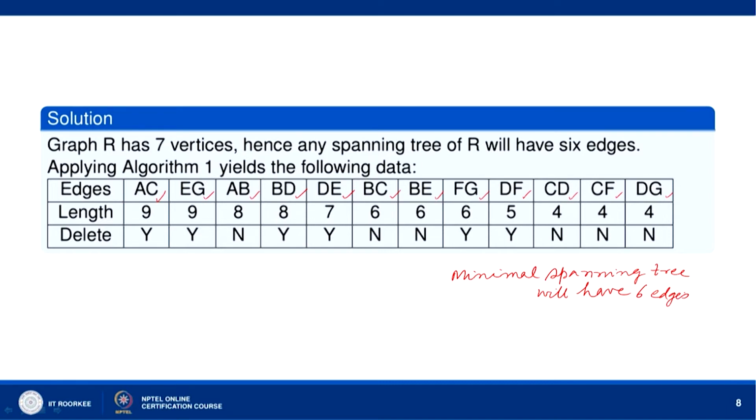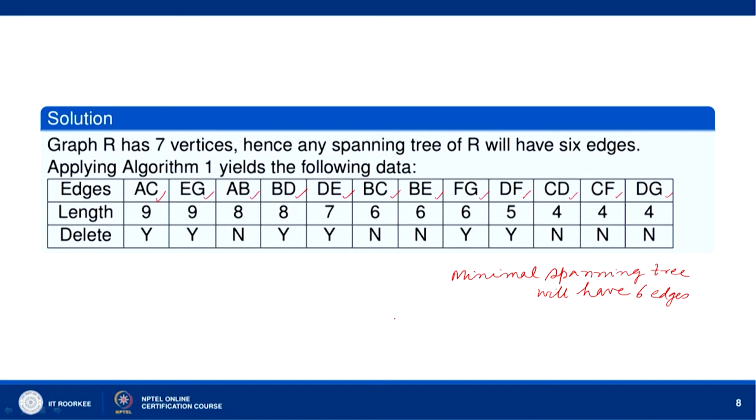Now, how many edges are there? 1, 2, 3, 4, 5, 6, 7, 8, 9, 10, 11, 12. Total 12 edges are there. So, we have to remove 6 edges by applying algorithm 1. Now, let us see how we delete the edges here. So, let us follow the algorithm.